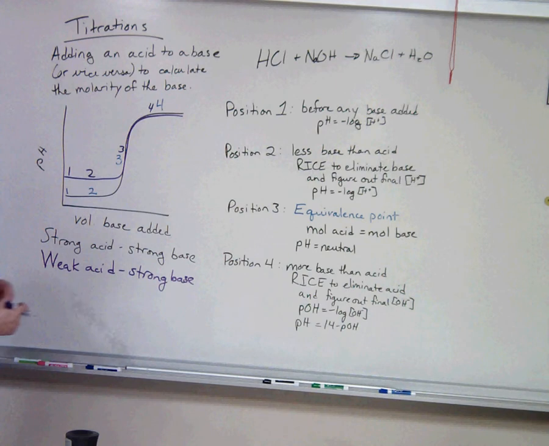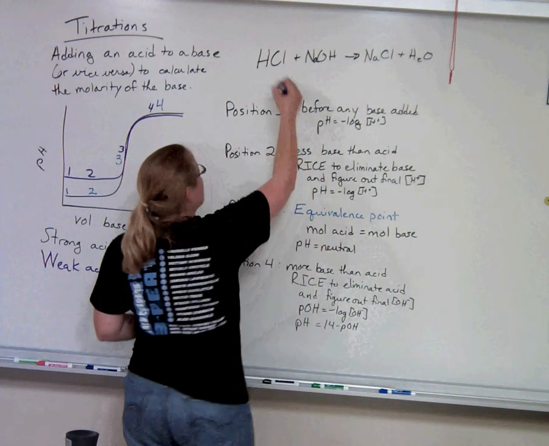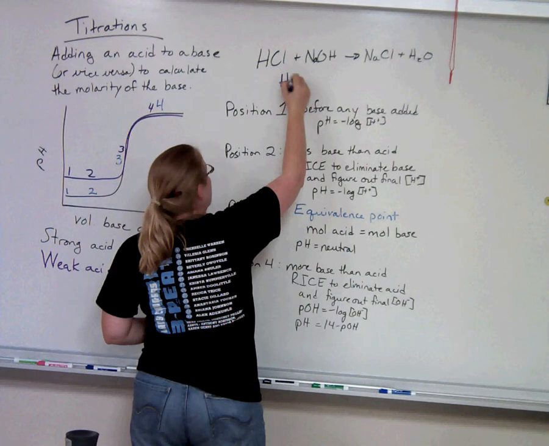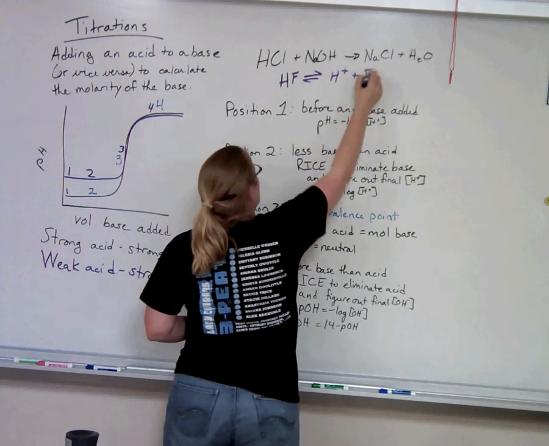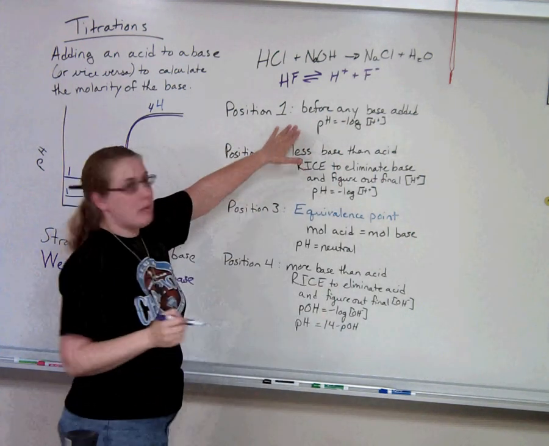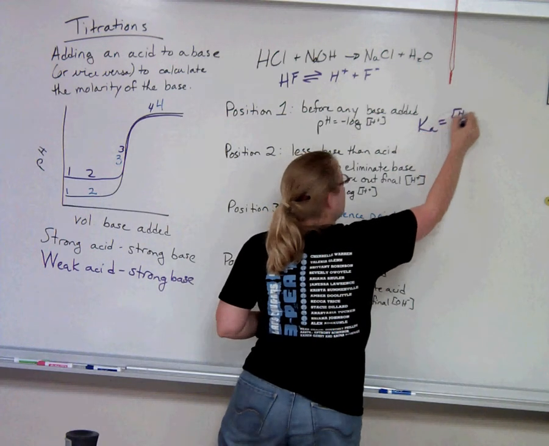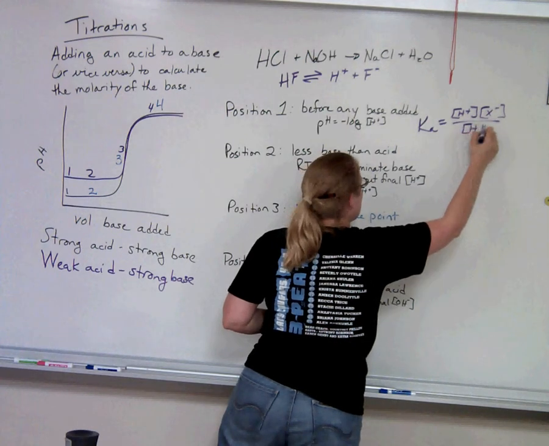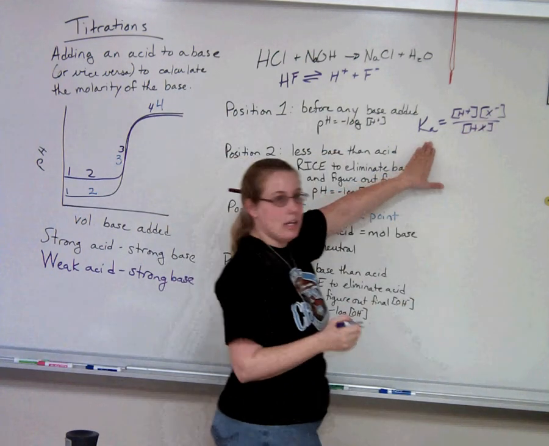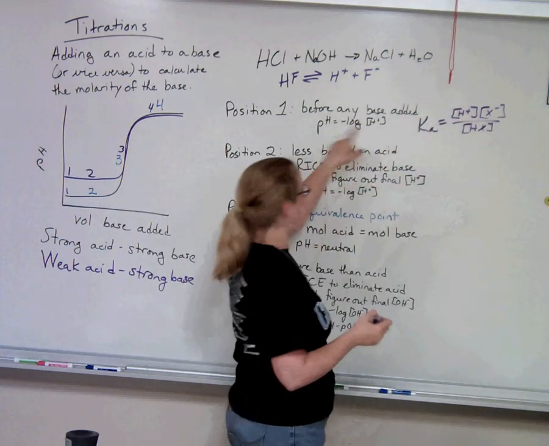So if we are in position 1, again, that's before any of the base has been added, but we can't use this to calculate the pH because now we have some kind of weak acid, so let's say hydrofluoric acid, and it's an equilibrium. So now, in order to calculate the pH, we're going to have to use the Ka. And I'll just put X here because we don't really care what the anion is. So we have to know what the Ka is and know what our initial concentration is so that we can solve for our hydrogen ion and then put it in here.